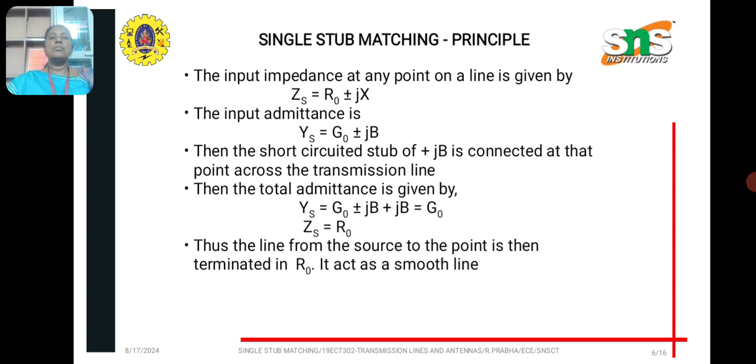Then a short circuited stub of plus or minus jB is connected at that point across the transmission line. The total admittance is given by Ys equal to G0 plus or minus jB plus or minus jB, minus or plus jB. The plus or minus jB and minus or plus jB cancel, and we get only the G0 value. So when Ys equal to G0, Zs equal to R0. If Zs equal to R0, we get impedance matching at the transmission line. Thus the line from the source to the point is terminated in R0 and acts as a smooth line.